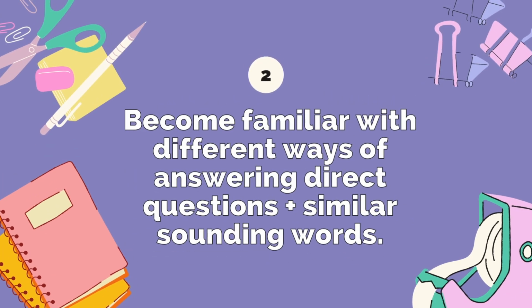Okay, now that you're ready to think about the meaning of factual questions, let's move on to tip 2, which is to become familiar with different ways of answering direct questions, as well as similar sounding words. TOEIC test answers in part 2 tend not to directly answer questions using standard language patterns you typically learn in English classes. In fact, you will rarely hear a correct answer that uses the same grammar pattern as that which is used in the question. Listen for answers that indirectly answer the question.